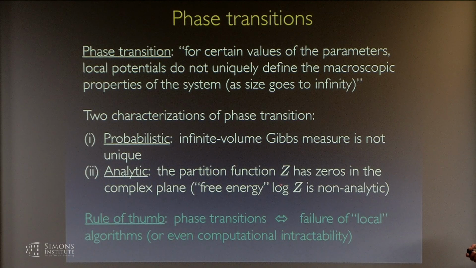And the second notion is an analytic one, and this refers to the partition function Z having zeros in the complex plane. So it's not immediately obvious why complex values should be relevant at all here, because after all, everything's real. But we'll see in a moment why this shows up. So these are two different notions of a phase transition.